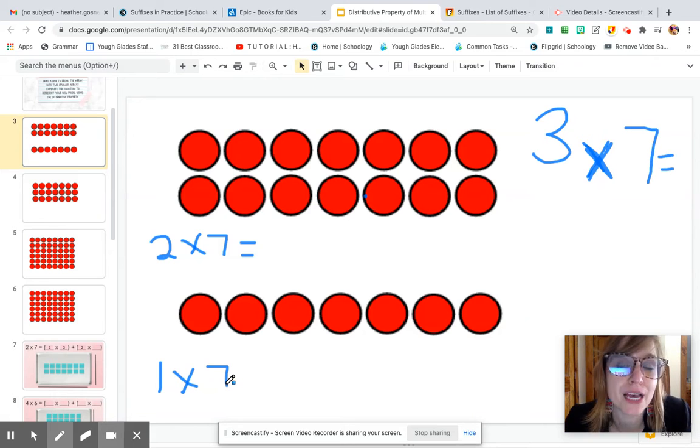I split the rows up. I split the rows to make this fact easier. So my columns would stay the same. Notice that. I only split my rows. So I have 2 rows of 7 here and 1 row of 7 here.